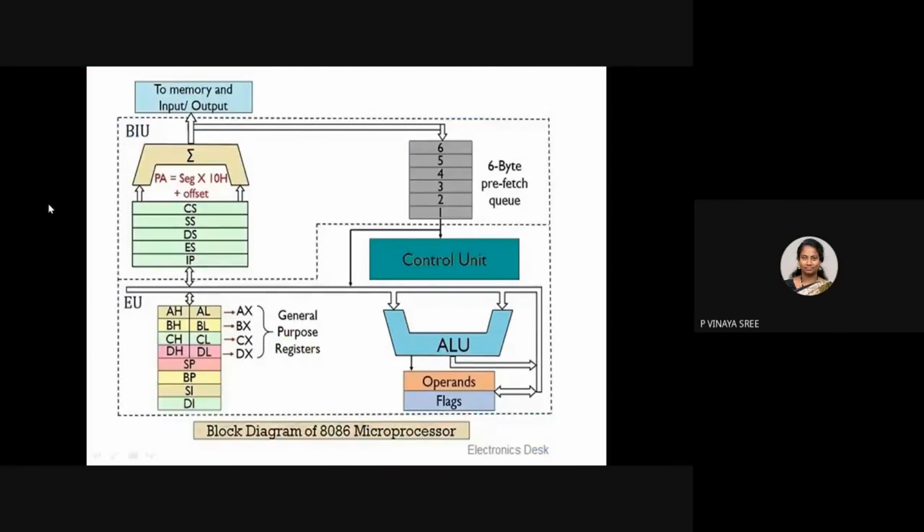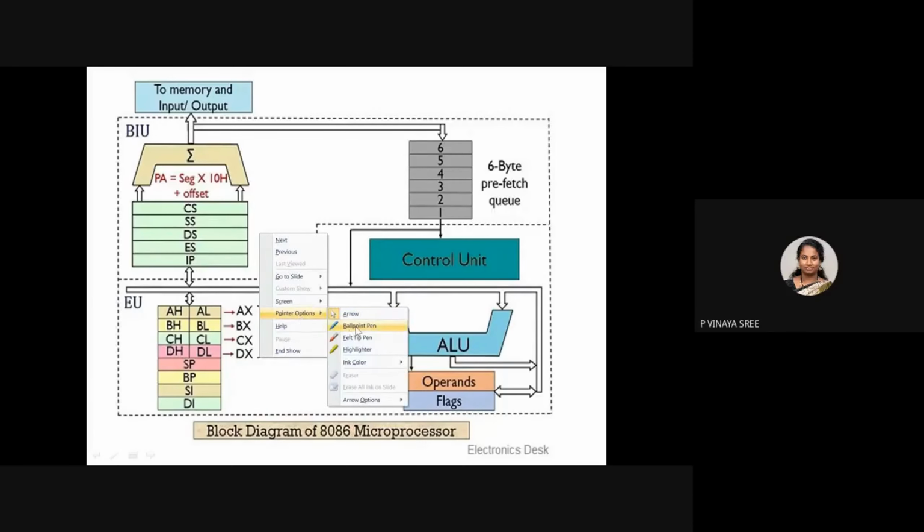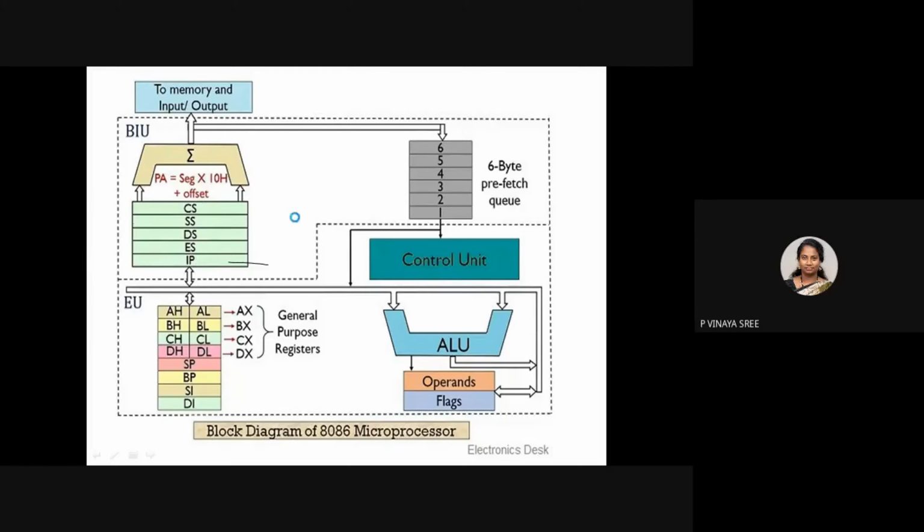See here, ma'am. We discussed the queue in the last class, and these four segments, but we have not discussed how to calculate the physical address. And we have not discussed what this IP is. IP is the instruction pointer. These are the four segments. So try to concentrate.